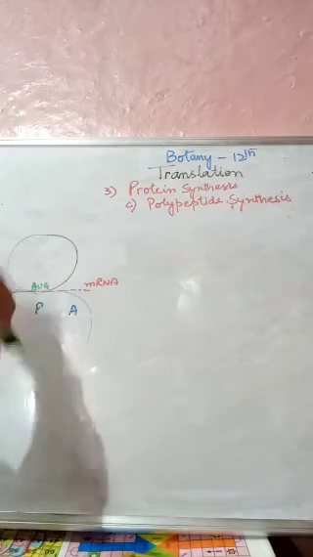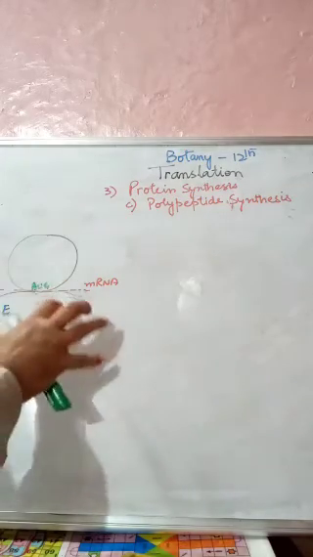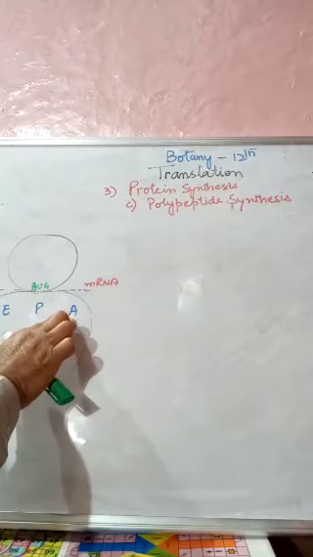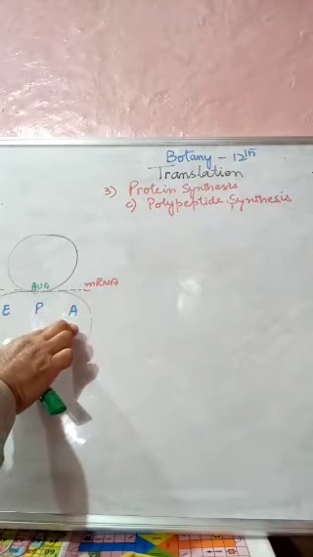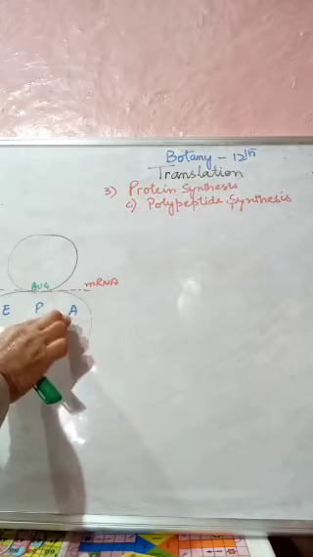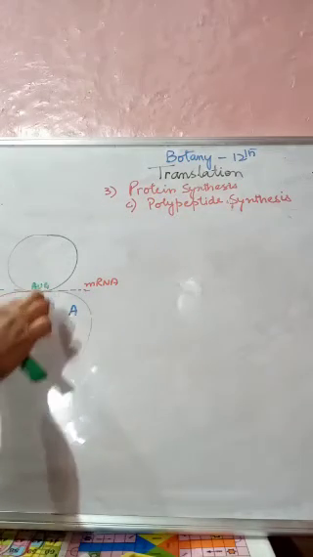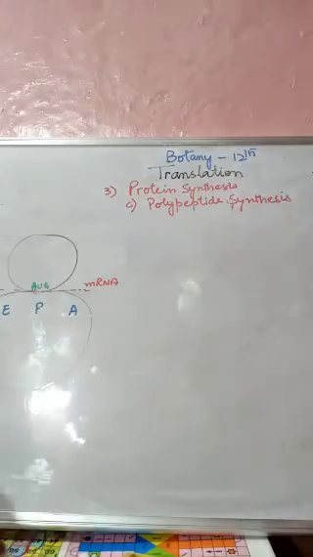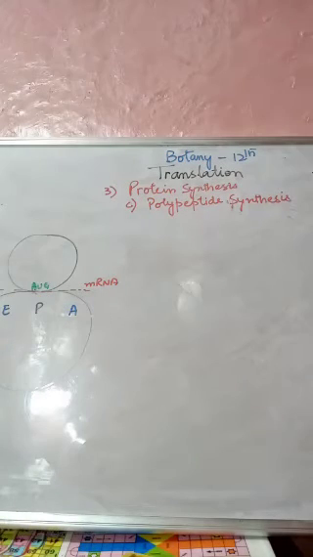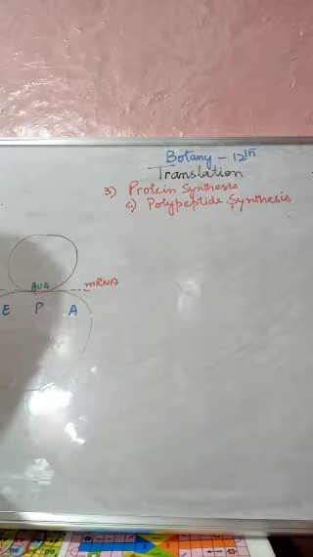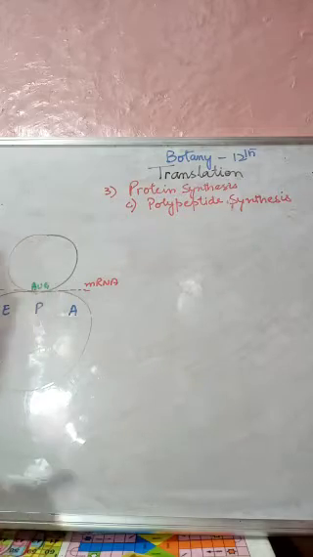All the other codons, the different codons for different amino acids, where can they be read? They can be read at site A, except this AUG, because this is the start codon. And this first codon is read by tRNA. By tRNA. Let us draw the diagram.